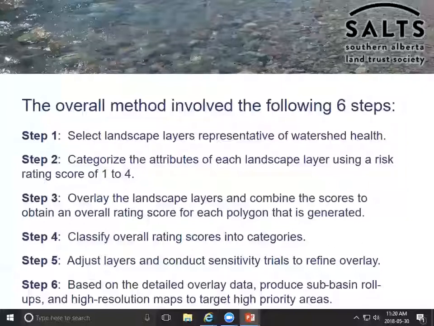And then the final product, which I'll show you, was a sub-basin roll-up to prioritize based on sub-basins, as well as a detailed map book that allows people working on the ground to really focus their efforts.